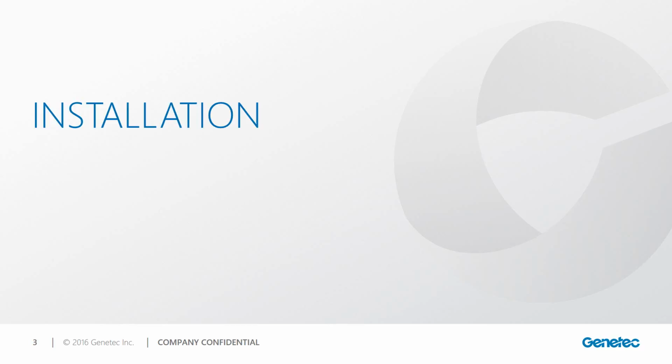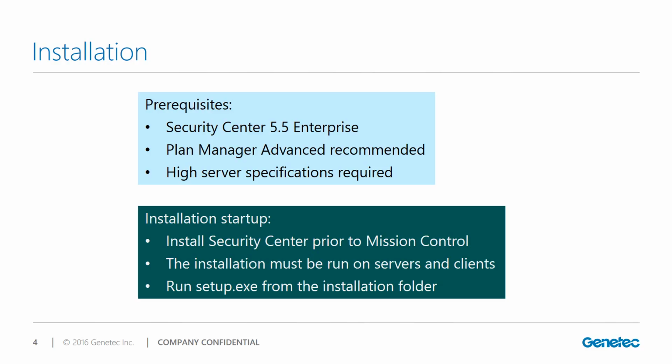Mission Control installation. Before installing Mission Control, there's a few prerequisites that we'll need to take a look at. First of all, you'll have to be running Security Center 5.5 Enterprise Edition. We recommend having Plan Manager Advanced installed as well. And the server should meet the high server specifications as outlined in the Security Center 5.5 release notes.